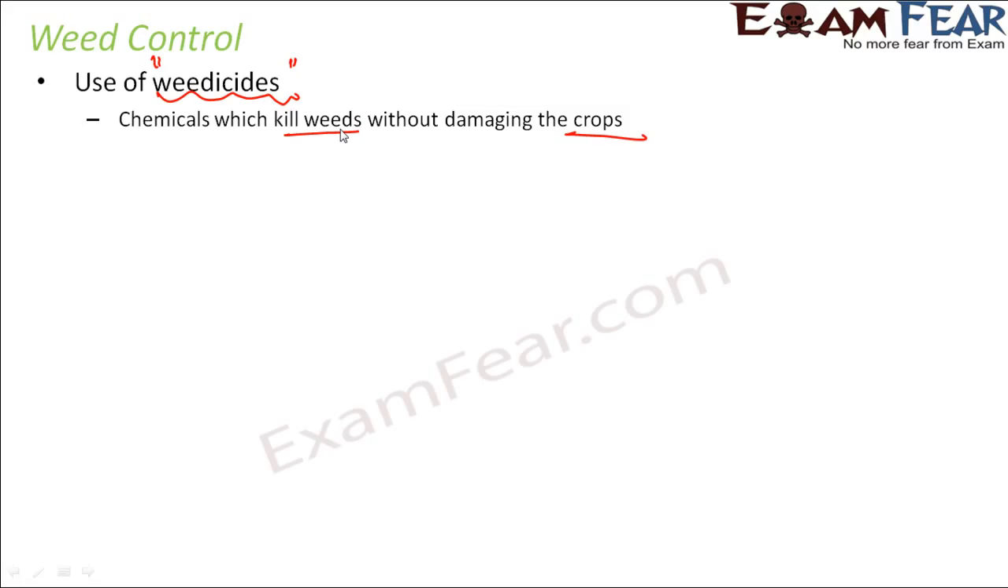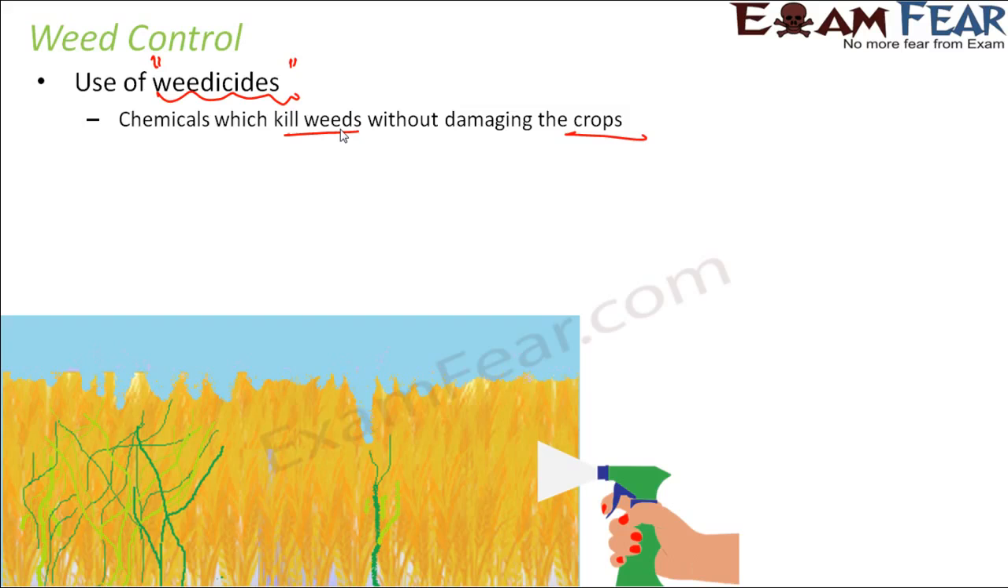And how do we apply these weedicides? These weedicides are not applied directly, because they are also toxic materials. So they are mixed with water. That's how it is diluted, and then it is sprayed with the help of a sprayer. When you spray it, the concentration of the chemical is less, because it is mixed with water, and this spray will affect only the weeds. So only the weeds will get killed and nothing will happen to the crops.